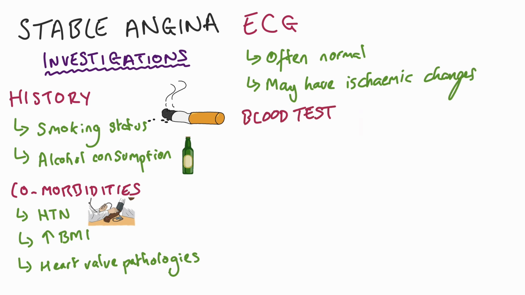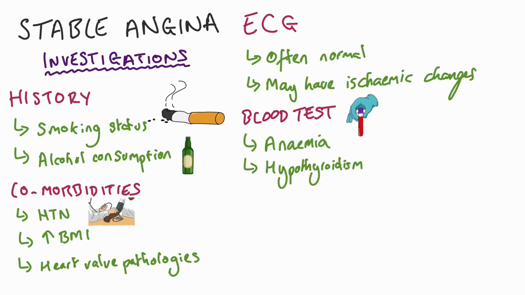A blood test should be performed to assess for any contributory causes for angina, for instance, anemia or hypothyroidism. Additionally, a blood test should assess lipids and HbA1c to assess for any other underlying cardiovascular risk factors. It is useful to also get a baseline level of kidney and liver function, as these are necessary before starting secondary prevention medications such as ACE inhibitors or statins.